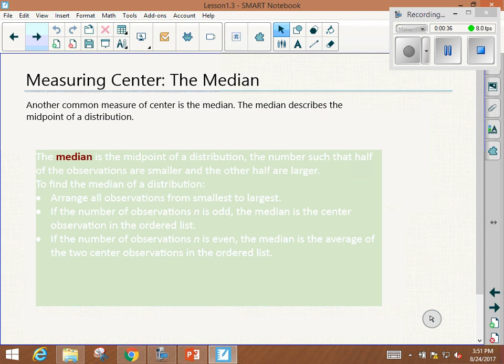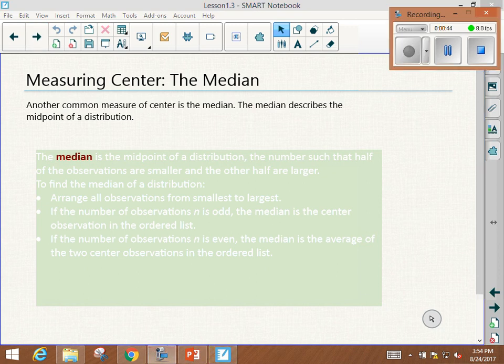All right, we've also talked about the medium being the midpoint. Anyhow, we're going to cover a lot of things that we've already covered in this lesson. We'll just get into them a little more deeply.